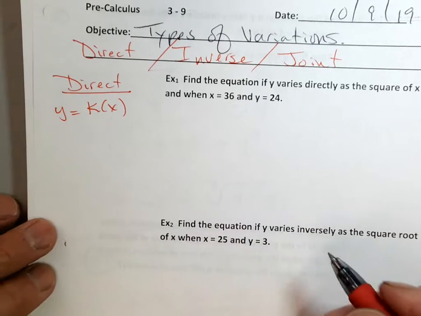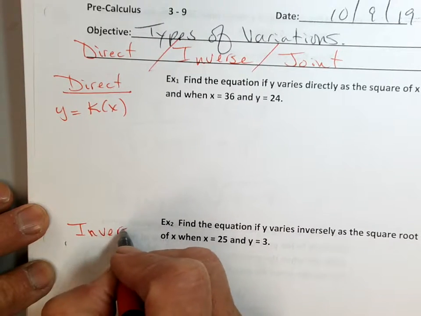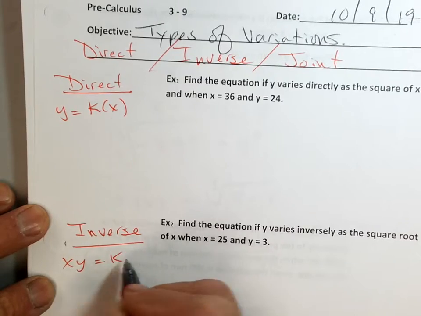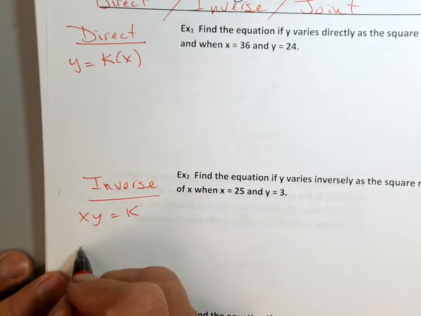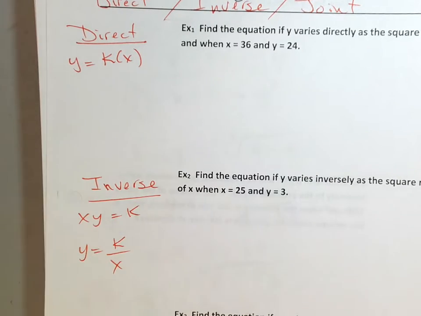Okay, my inverse variation is x times y equals some number k. Or they might write it like this. Y is equal to k over x. And the only thing I did is I just solved for y.